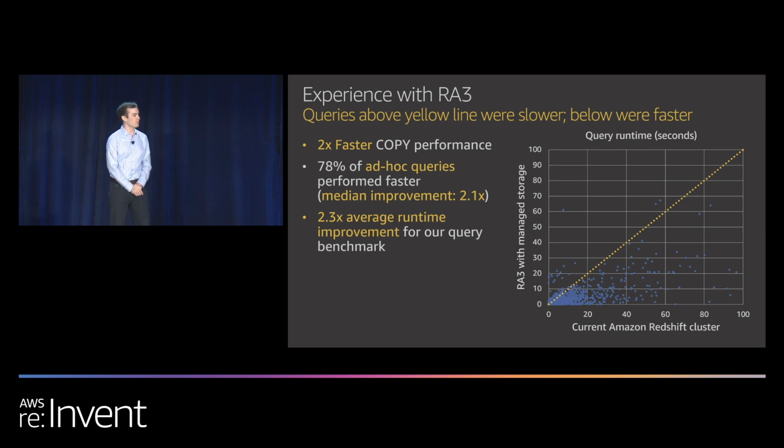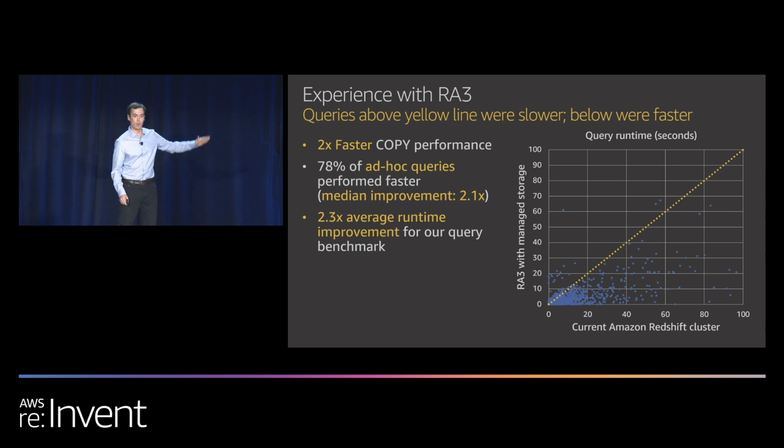What this is showing, each one of those data points is a query that we replayed on both clusters. And on the x-axis, you can see how long that query took to run on our current DS2 cluster. And on the y-axis, you can see how long it took to run on our RA3 cluster. And I've drawn in the yellow line here, which is the y equals x line.